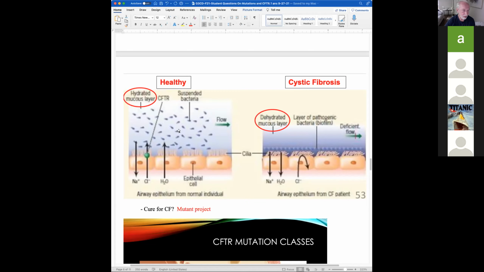The surface of the cell has a mucus layer, and if there's plenty of chloride and plenty of water, everything is happy. There can be a flow. Any bacteria that are suspended are swept away, and the cilia on the epithelial cells are free to do their jobs. Now, what happens if there's a mutation in CFTR is that there's no chloride transport, there's no water transport, and this hydrated layer is no longer hydrated. It's dehydrated and becomes thick and sticky. The bacteria can't move. There's no flow. The cilia can't sweep things away.